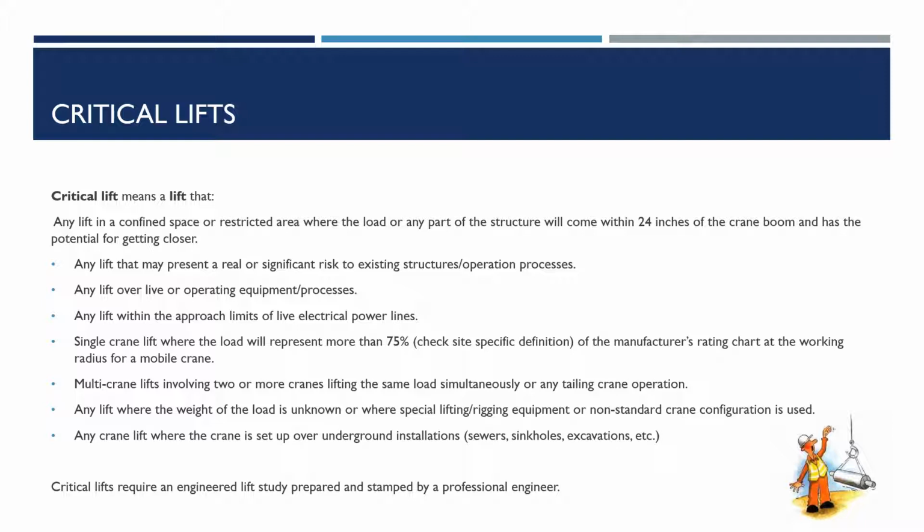Single crane lift where the load will represent more than 75% of the manufacturer's rating chart at the working radius for a mobile crane. Multi-crane lifts involving 2 or more cranes lifting the same load simultaneously, or any tailing crane operation. Any lift where the weight of the load is unknown, or where special lifting rigging equipment or non-standard crane configuration is used. Any crane lift where the crane is set up over underground installations. Critical lifts require an engineered lift study prepared and stamped by a professional engineer.